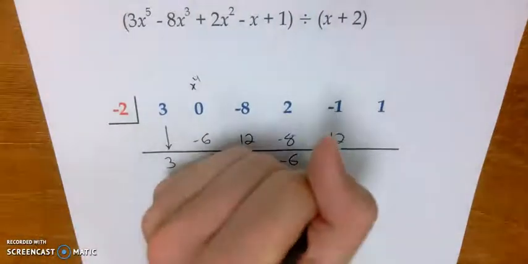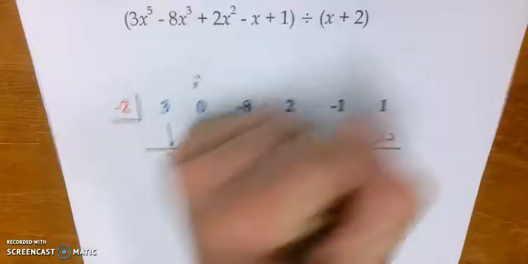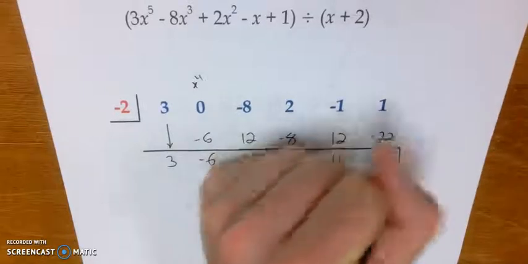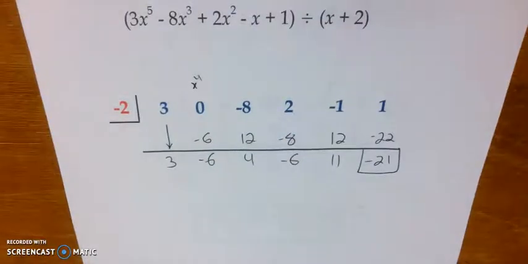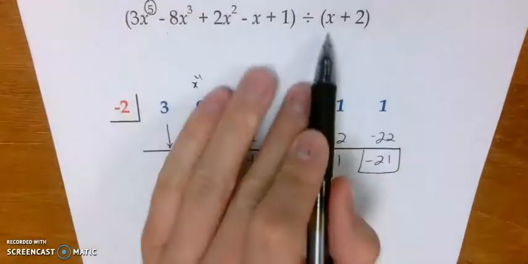Add straight down, I get 11. Multiply by a negative 2, I get negative 22. Add straight down, I get negative 21. That's my remainder. I started off with an x to the fifth. I divided out one of the x's.